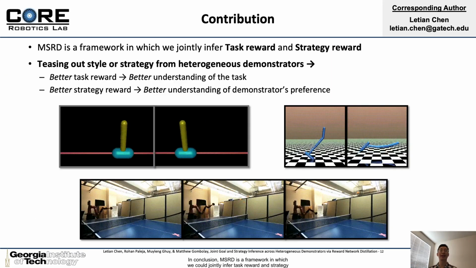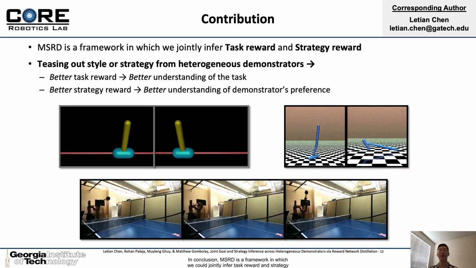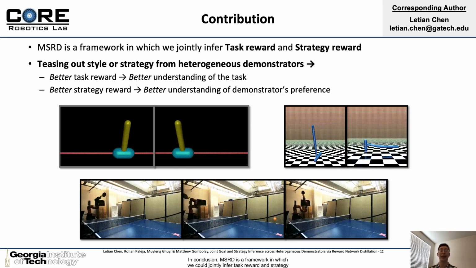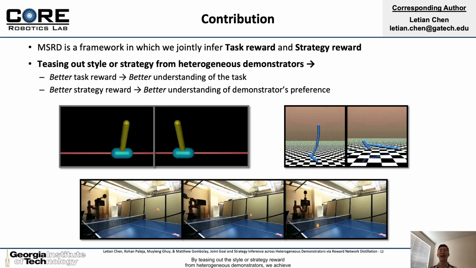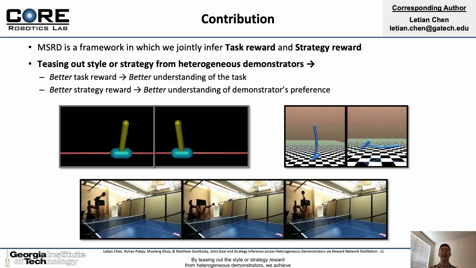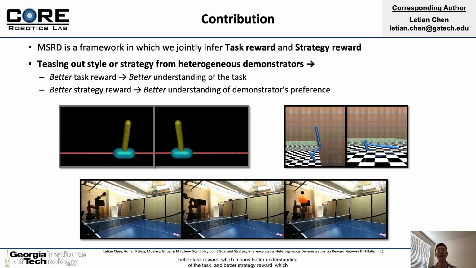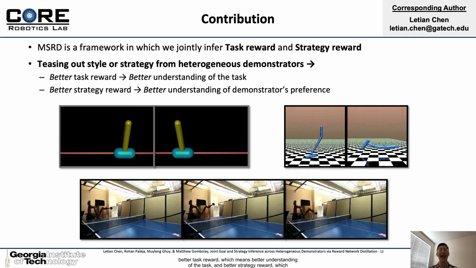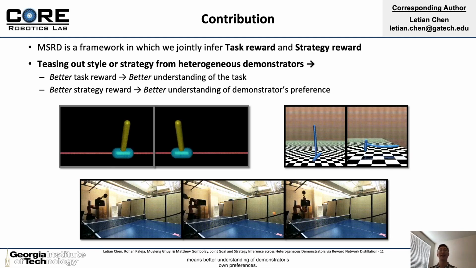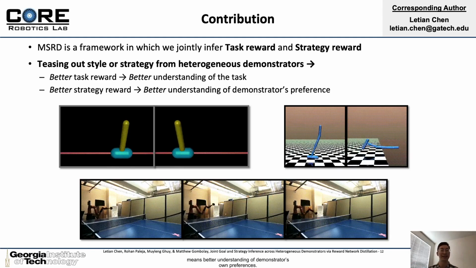In conclusion, MSRD is a framework in which we could jointly infer task reward and strategy reward. By teasing out the style or strategy from heterogeneous demonstrators, we achieve better task reward, which means better understanding of the task, and better strategy reward, which means better understanding of demonstrators' own preferences.